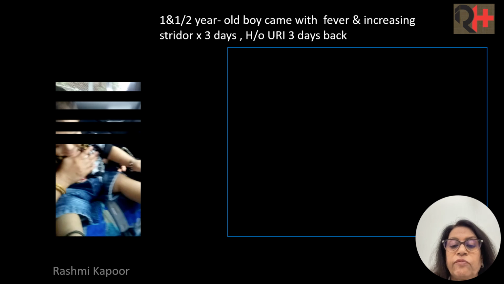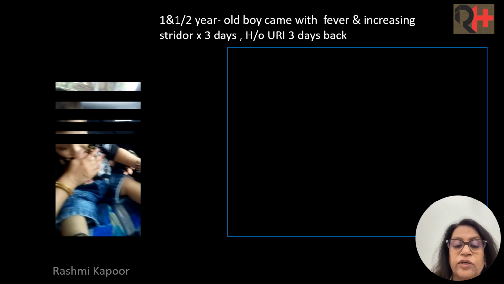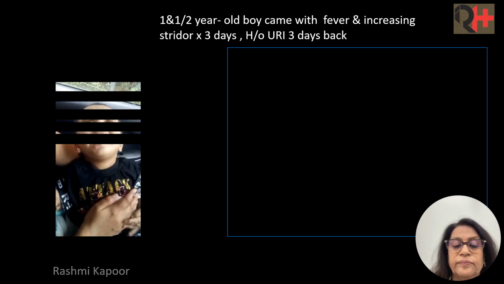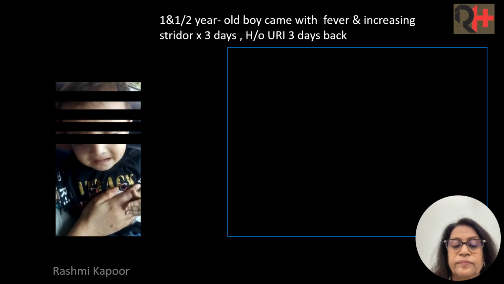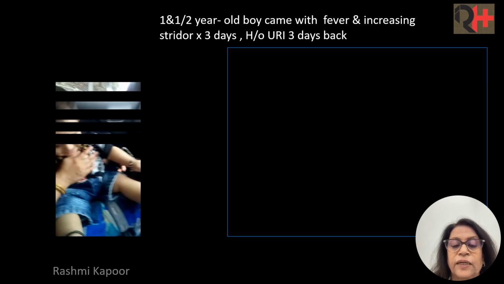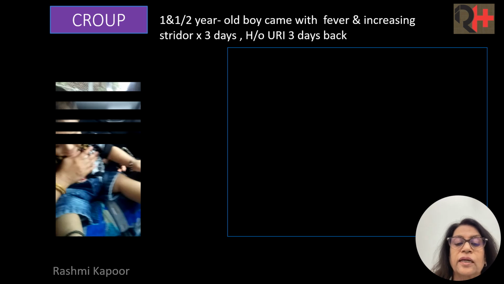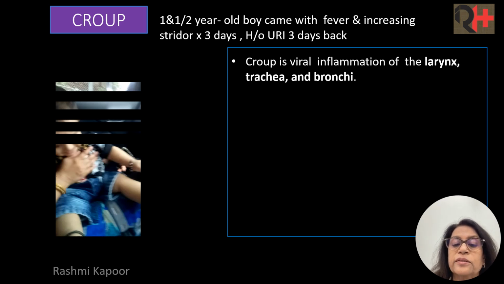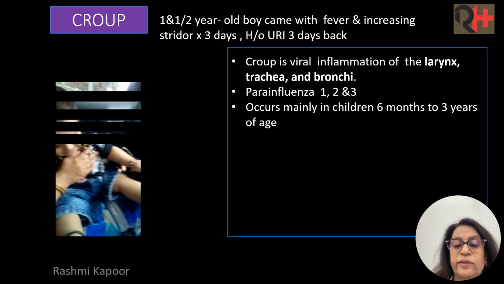A 1.5-year-old boy came with fever and increasing stridor for 3 days, and there is a history of upper respiratory tract infection 3 days back. So this is the stridor which is happening in inspiration, and so this is clearly a croup. Croup is a viral inflammation of larynx, trachea, and bronchi. It is usually caused by parainfluenza type 1, 2, and 3, but it may be caused by other viruses also.